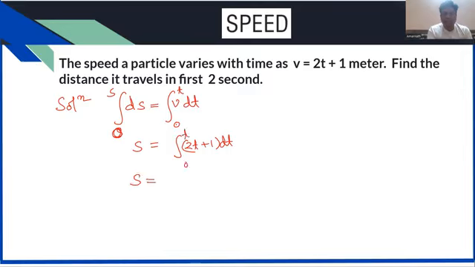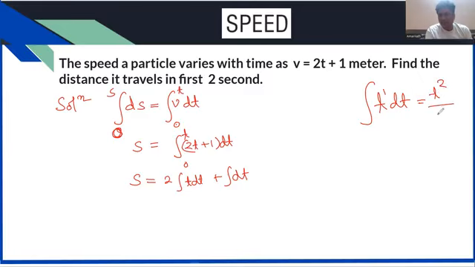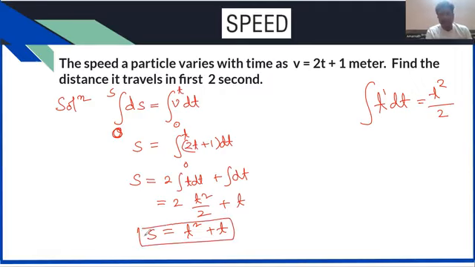So it means s equal to integration of 2t dt plus integration of dt. Integration of t dt means always t square by 2, because t dt means t to the power 1 into dt, so it will be 1 plus 1, 2. So that is t square by 2, and this is t only. So s equals t square plus t. Now the limit is 0 to 2. You can directly put the limit also, or otherwise you can put the value. Here actually t equal to 2.